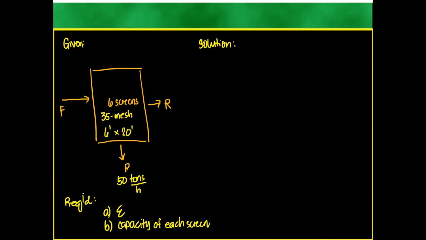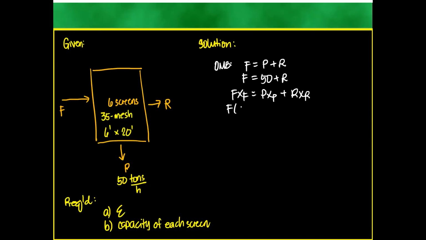So let's just use a basis of 1 hour. So for the OMB, it's all the time F is equal to P plus R. So I can say F is 50 plus R. And then the desired and undesired. So F XF is equal to P XP plus R XR. So F and then the XF is 0.45.